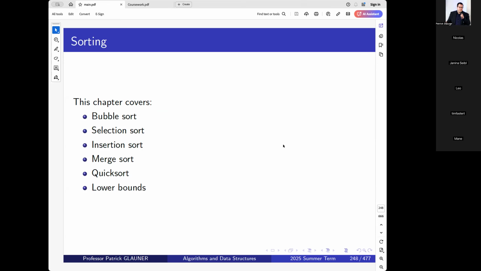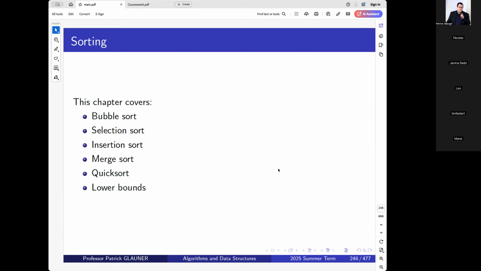Now, in the sorting chapter, we will look at increasingly more complex sorting algorithms. We start with the bubble sort as probably the simplest sorting algorithm. And then we will briefly look at two other ones, but they're also not that efficient. And then we'll look at merge sort and quicksort, two highly efficient sorting algorithms.